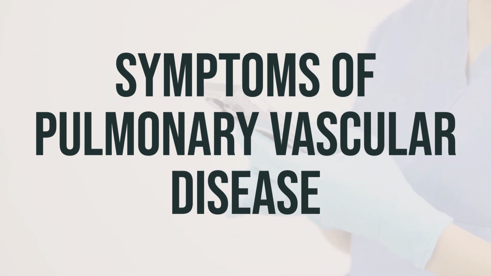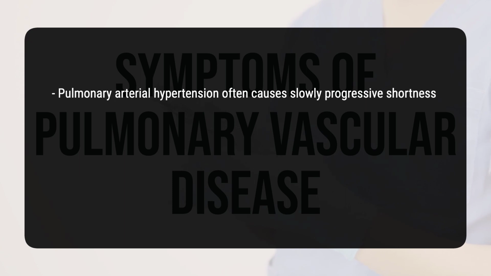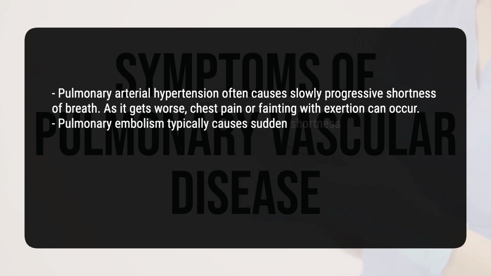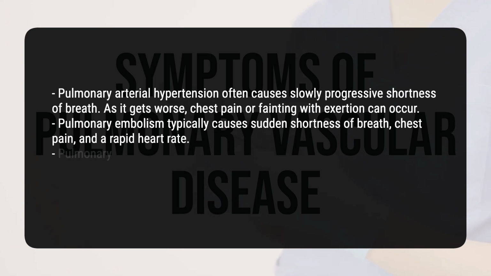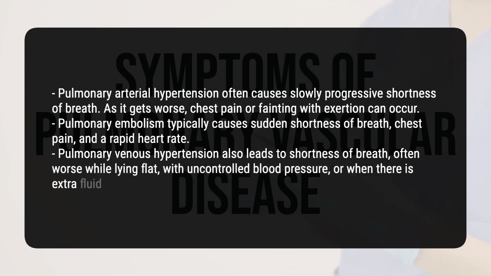Different causes of pulmonary vascular disease also have their own usual symptoms. Pulmonary arterial hypertension often causes slowly progressive shortness of breath. As it gets worse, chest pain or fainting with exertion can occur. Pulmonary embolism typically causes sudden shortness of breath, chest pain, and a rapid heart rate. Pulmonary venous hypertension also leads to shortness of breath, often worse while lying flat, with uncontrolled blood pressure, or when there is extra fluid in the body.